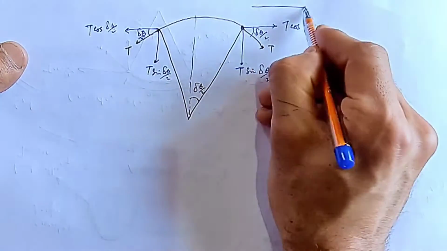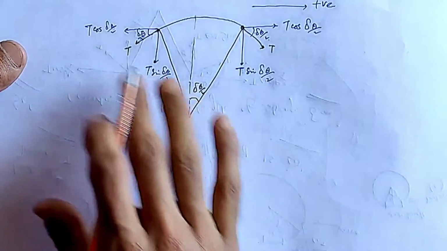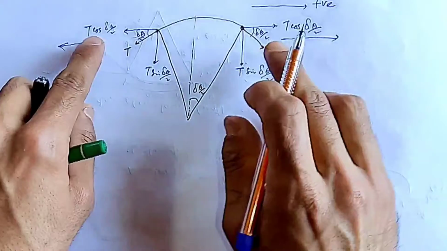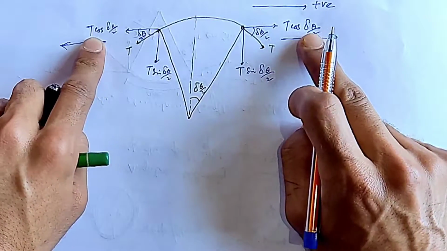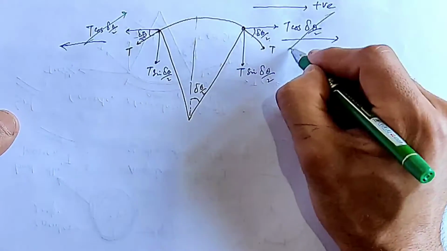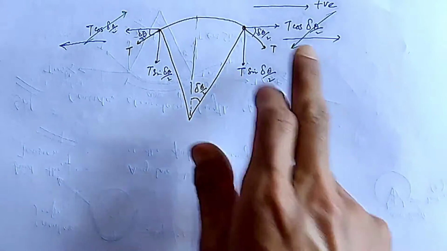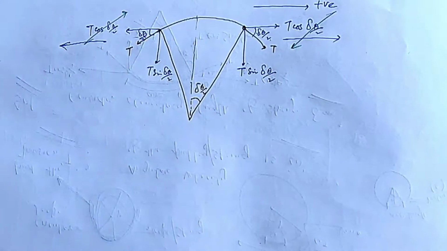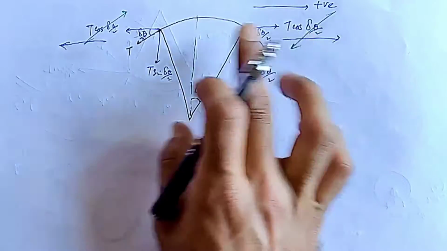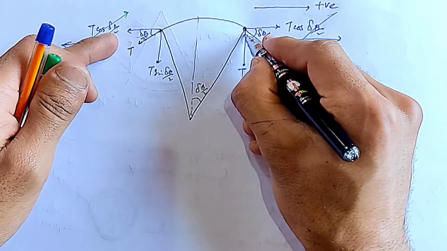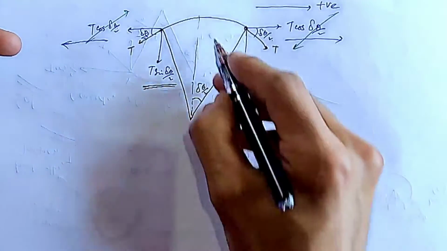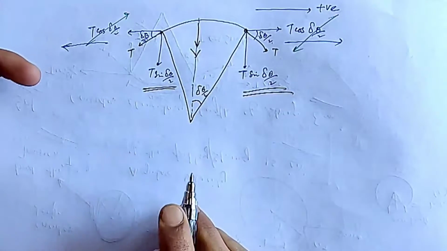So if we consider this as the positive axis, this will be positive, but this will be negative, and these two components are the same and cancel out each other. So this and this cancel out each other, because one is in the positive direction and the other in the negative direction with the same magnitude. Now the remaining component is this sine component. This has the same direction as this one, so the sine components add up 2 times.